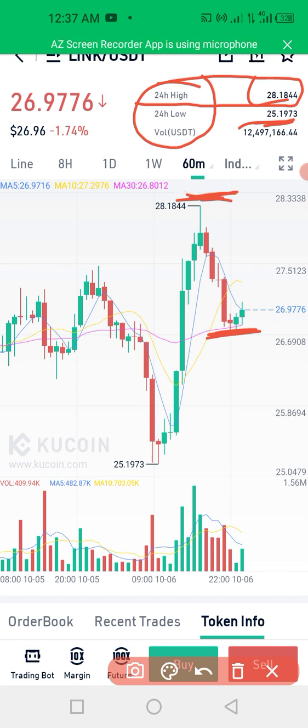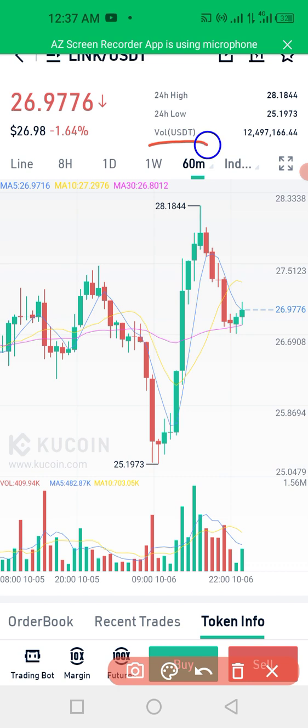Now it's showing you the volume in USDT. Look at the volume in USDT. It simply means that 12,497,166 has been traded on KuCoin today. $12 million have been traded. That means buyers and sellers all together, the volume that they have traded today is $12.4 million.